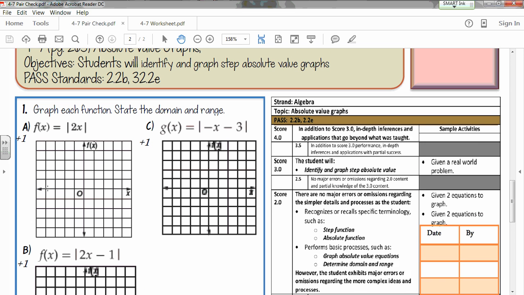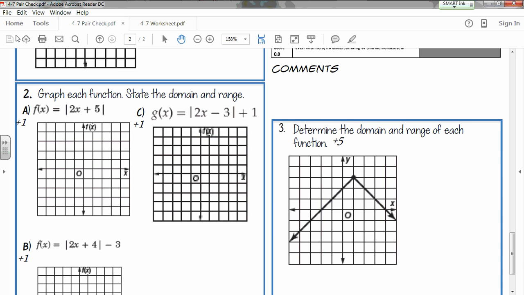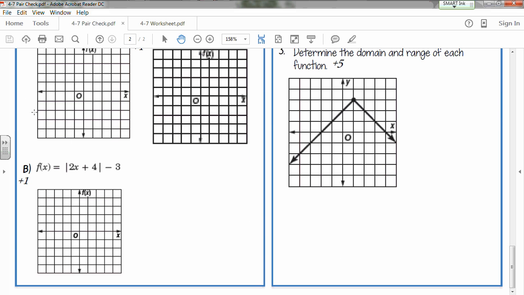Translation or input output table? Input output.